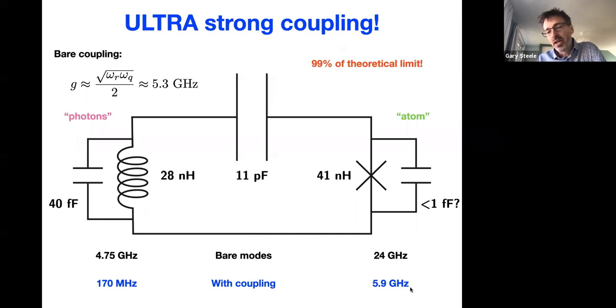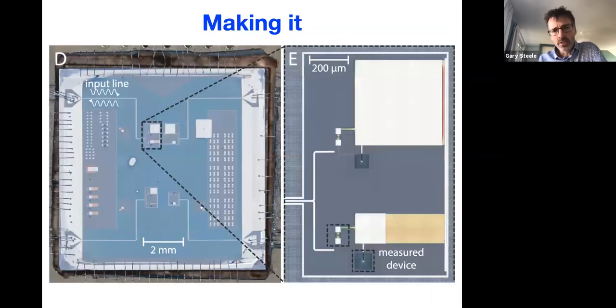But what we ended up with in the end, when we analyze the circuit, is a 5.9 gigahertz atom and a 170 megahertz photon. And so this is how we made it. This is a little bit for a feeling of what things look like. We have this printed circuit board. This is the chip we make in the clean room.